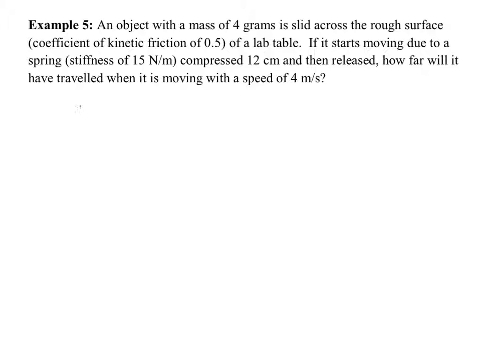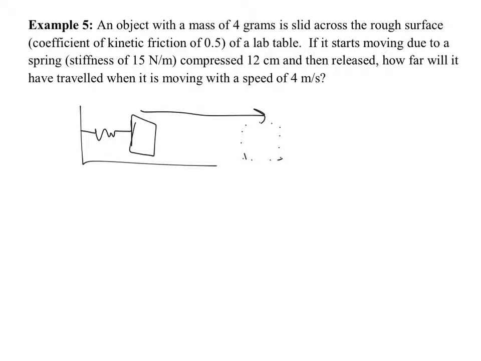So it's connected to a wall with a spring. Here's the spring. Here's the object itself. That's how you draw springs connected to the wall. So the spring has been compressed. It's then released, and the object starts to move this way. So at a certain point in time, here's the object. At this point in time, it says how far will it have traveled. So distance from center to center is what we're looking for. When it's moving with a speed of 4 meters per second, at this instant it's still moving. It has not come to rest.